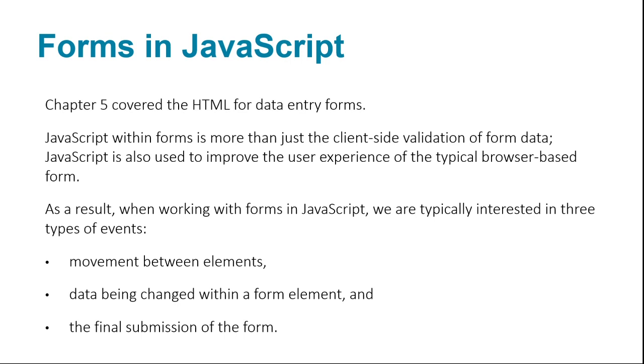So let's look at events with forms in JavaScript. In general, when you're working with a form in JavaScript, there are 3 types of events that we're normally concerned with. The first is toggling between elements, either a mouse movement away or using tab between. And then data being changed between elements or within an element, like users clicking a checkbox or putting text into a text box.